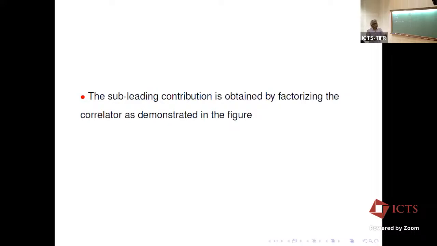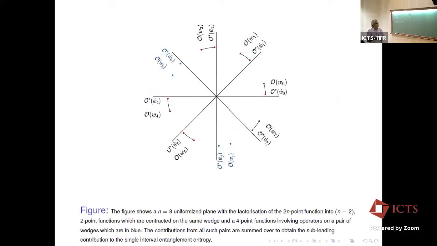Then the sub-leading contribution is the following structure.